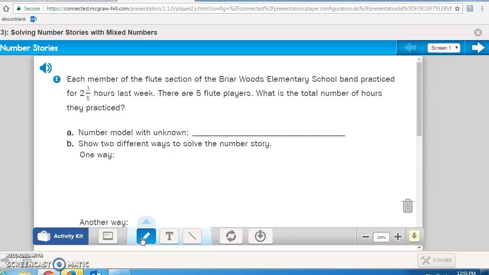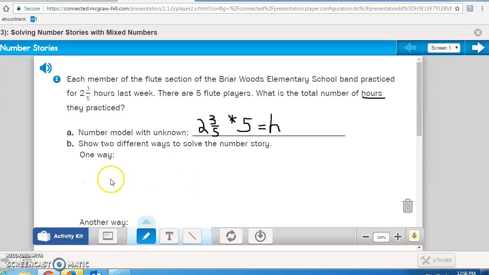It reads, each member of the flute section of the Briar Woods Elementary School band practiced for 2 3/5 hours last week. There are 5 flute players. What is the total number of hours they practice? So my number model with the unknown. Well, the first number they gave me was 2 3/5 hours. So I write that down, and so should you. Now, there are 5 flute players, so I'm going to multiply by 5. And my unknown says, what's the total number of hours? I'm going to make H my unknown because that's what they're asking me, is how many hours.